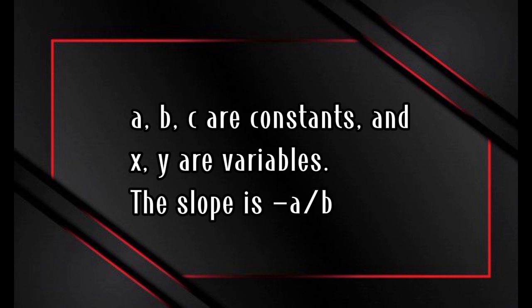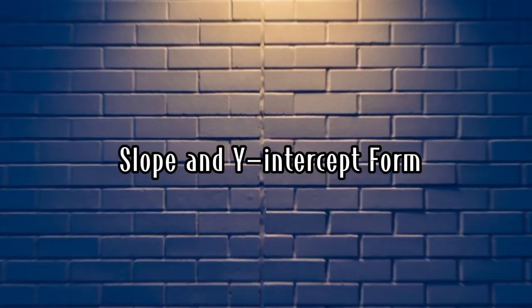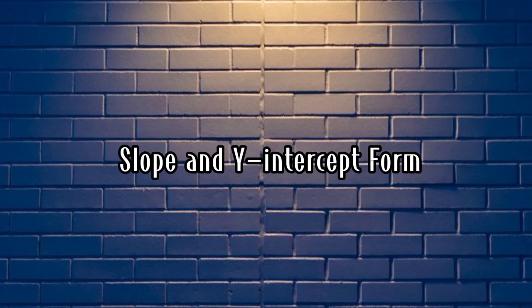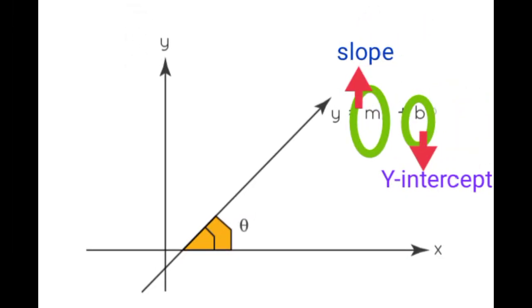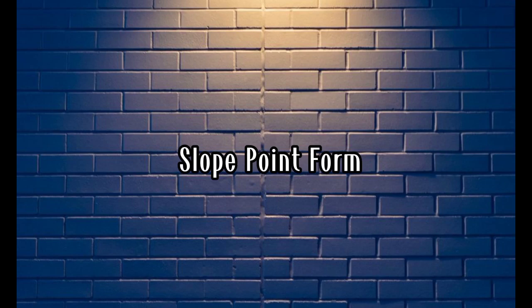General equation of a straight line. The general equation of a straight line can be given as ax + by + c = 0, where a, b, c are constants and x and y are variables. The slope is negative a over b. Slope and y-intercept form. A straight line having slope m = tan theta, where theta is the angle formed by the line with the positive x-axis, and y-intercept as b is given by y = mx + b, where m is the slope.